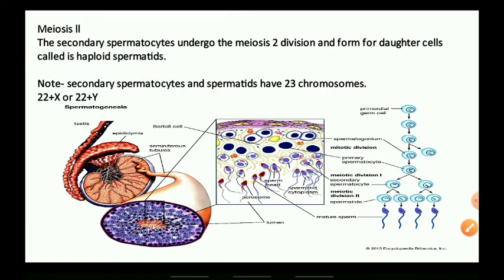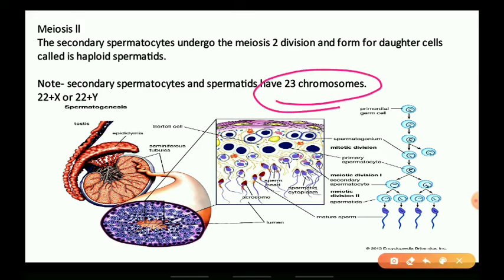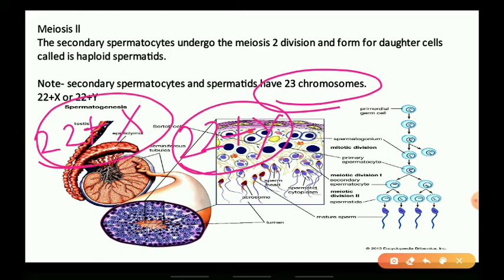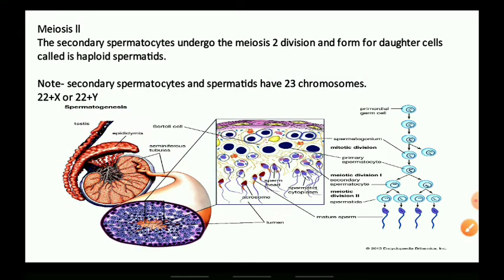One thing you have to note down, children, is that spermatids have 23 chromosomes. These 23 chromosomes are like this: 22 will be the normal chromosomes, and one chromosome will be either X or Y. So like this, the total of 23 chromosomes will be there. Hope you people are understanding this also.